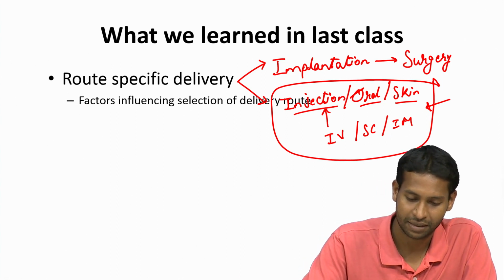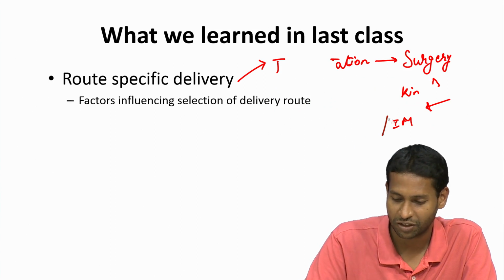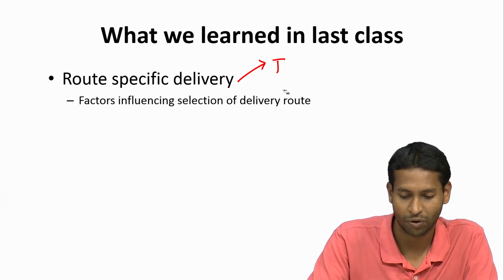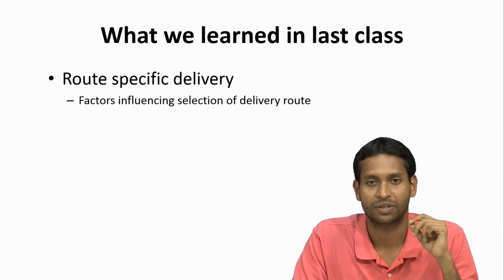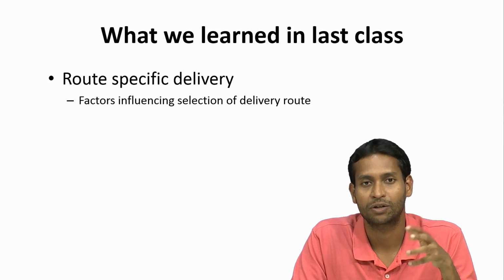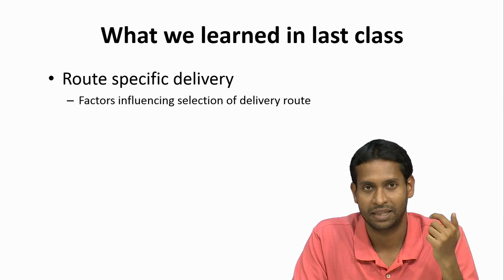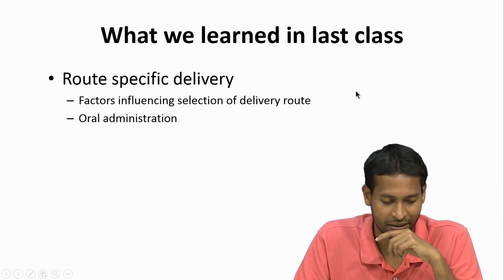And in that we then talked about various factors that determine the selection of the delivery routes, essentially whether you want to deliver it to a local organ or multi organ, whether it is some property of the drug that may hinder it through a particular route. Let us say if a drug is not very stable at low pH, then there is really no point of using the oral route. So, all of these factors we discussed in the last class.